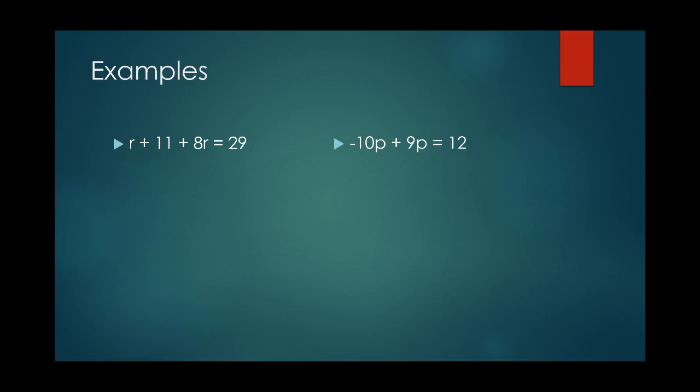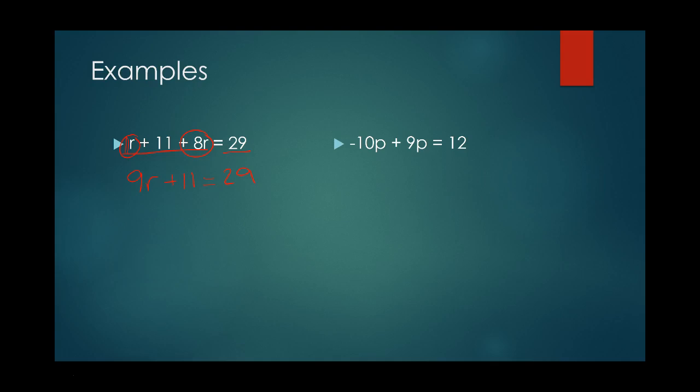The first thing I want to ask myself is, can I simplify the left side? Can I simplify the right side? Looking at this side of the equation, can I distribute or combine like terms? The answer is yes, I can combine like terms. There's an r here and an r here, so I can put those together. If I have 1 r here and 8 r's there, that means I have 9 r's on that side all together. This constant of 11, I can't do anything with because there's no other like term on that side. On the right side, I just have a 29, so there's nothing I can do there.